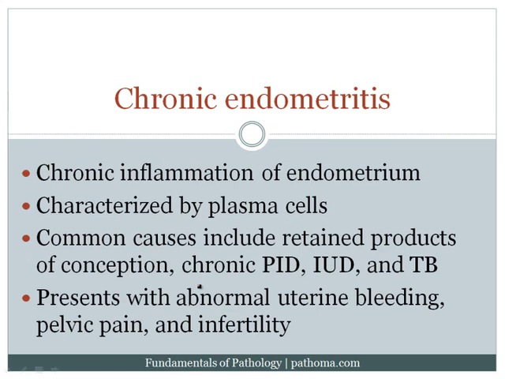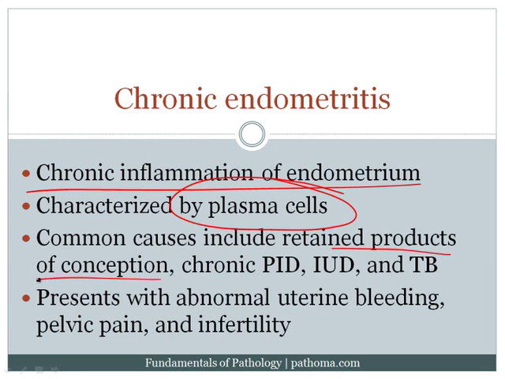Chronic endometritis is when you have chronic inflammation of the endometrium. What's important to note here is that lymphocytes are normally present in the endometrium. They can be seen in the endometrium, and therefore the characteristic cell is a plasma cell. So you actually have to see a plasma cell in the endometrium in order to call chronic endometritis. So it's a histologic diagnosis.